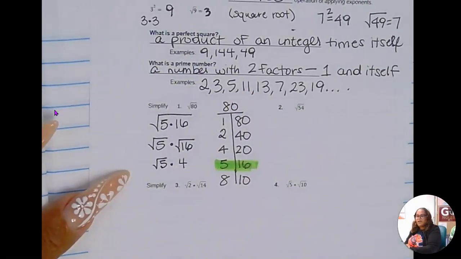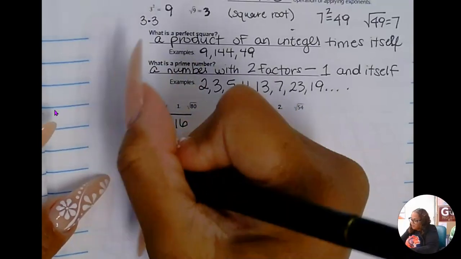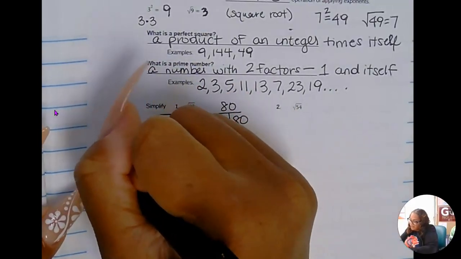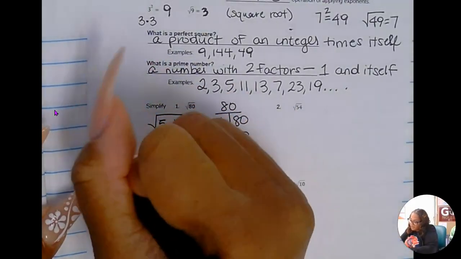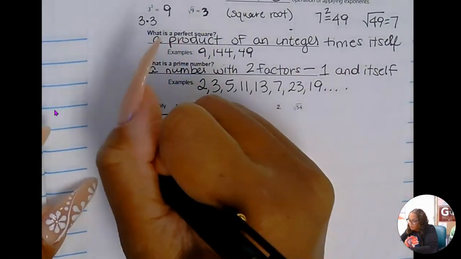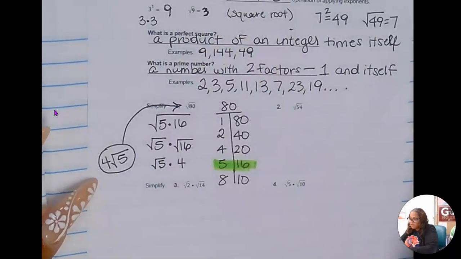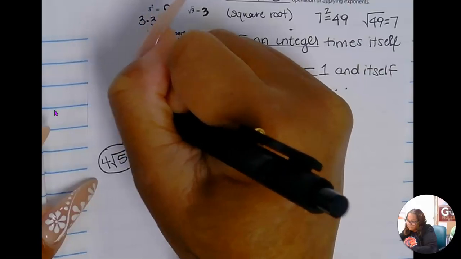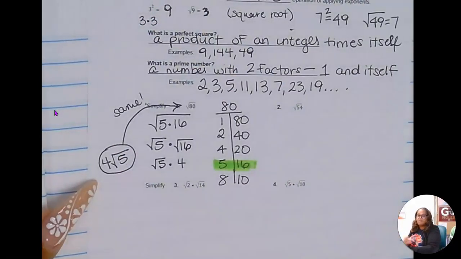And typically, I write it the other way around, where I put the 4 in front and then the radical next to it. This is read as 4 times the square root of 5, which equals the square root of 80. They're the same. This one is just simplified.